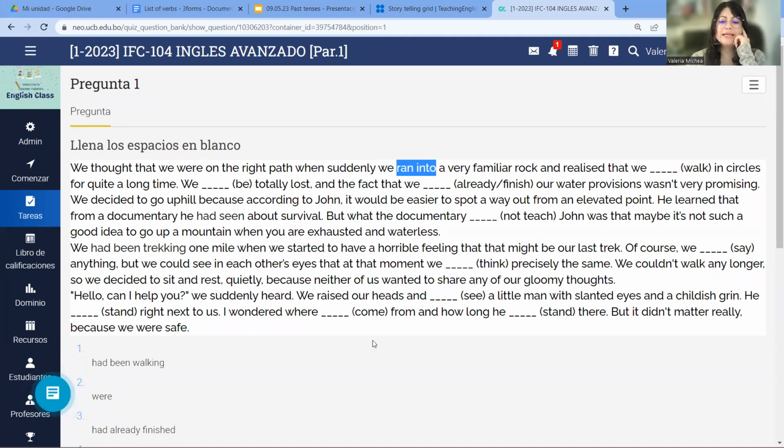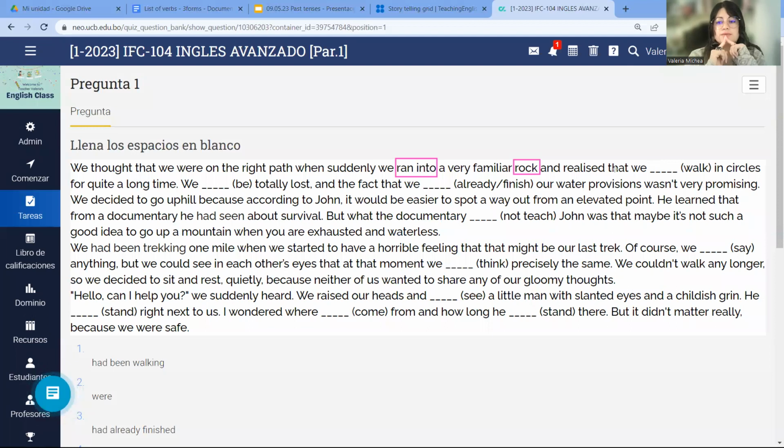Does anybody know what run into means? In Spanish, Nos encontramos con. Yeah, encontrarse con. Yeah. Thank you very much, Javier. So we run into, encontrarse con. Could be with someone or with something. In this case, it's something, rock. Then we have another verb in the past, realized. So we realized that something happened, right? So what happened?